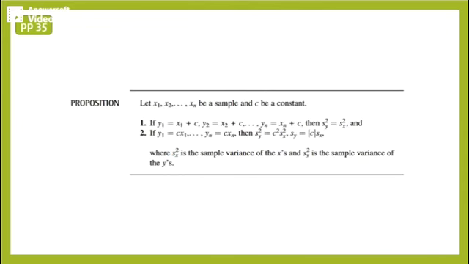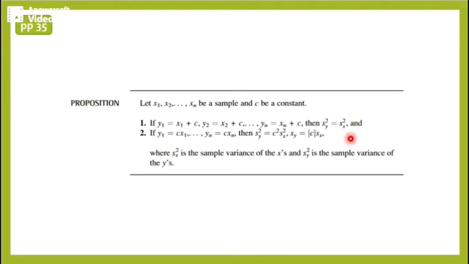So then, on the bottom of page 36, we have this proposition. It says that you have a sample x1 up until xn, and you have a constant c. So if you add the constant to each of the terms in this sample, then your new sample y1 up until yn will have the same variance as your sample of x. And that is because my data just shifted up. The spread stayed the same.